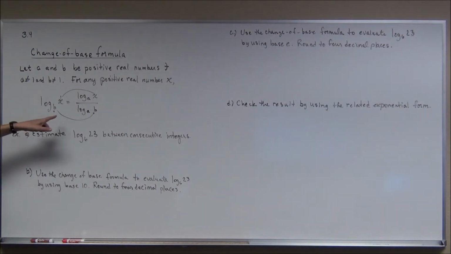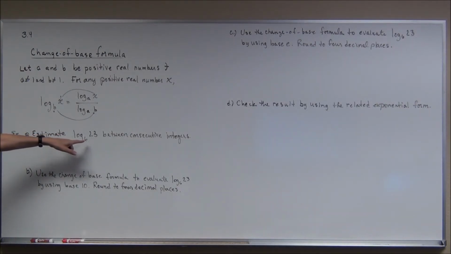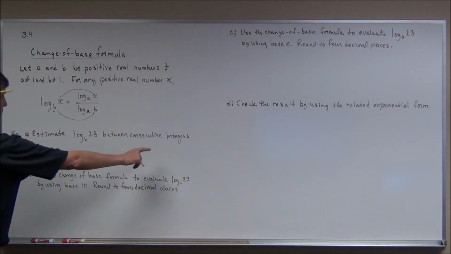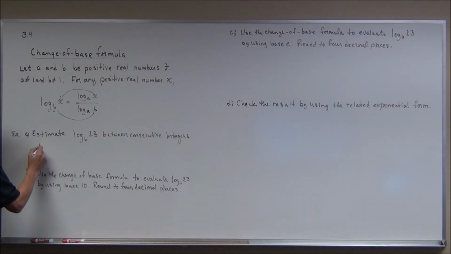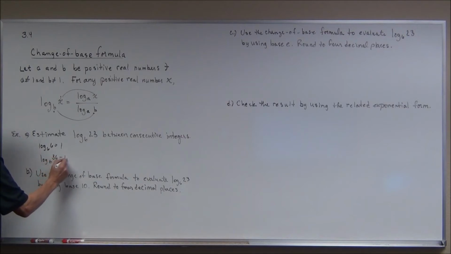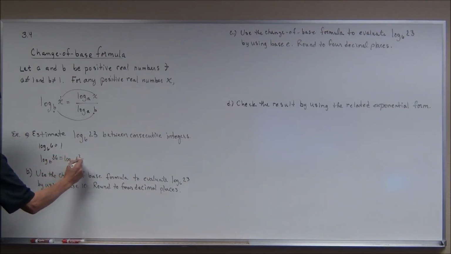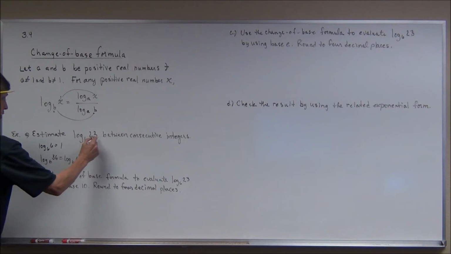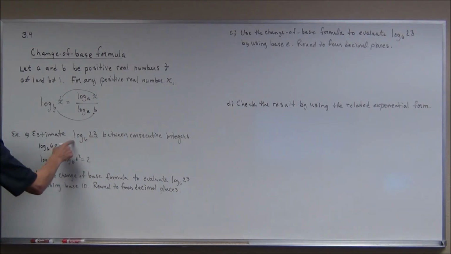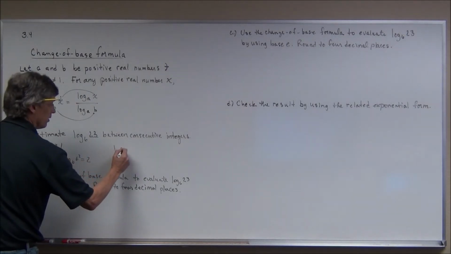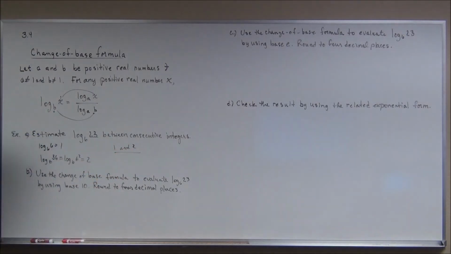Now I can't approximate a base 6 logarithm. I can get it between a couple of integers anyway, because I know that the log base 6 of 6 is 1, and the log base 6 of 36, which is 6 squared, is 2. And since 23 is between 6 and 36, the log base 6 of 23 should be between 1 and 2. But that's not a very good approximation, so let's see if we can get a better one by using the change of base formula.